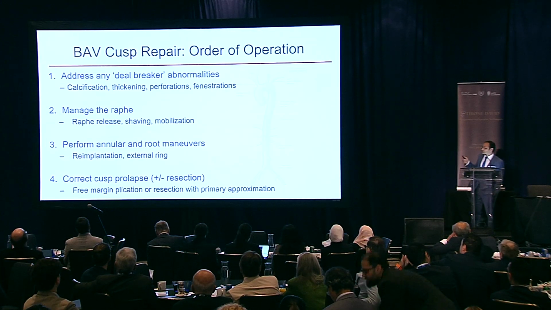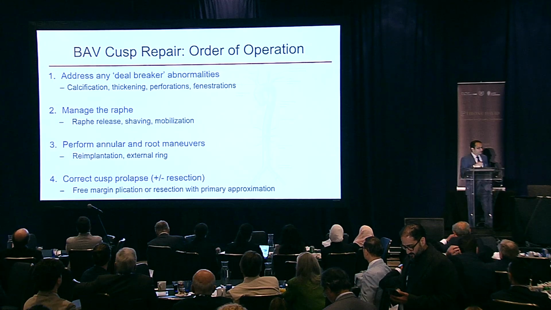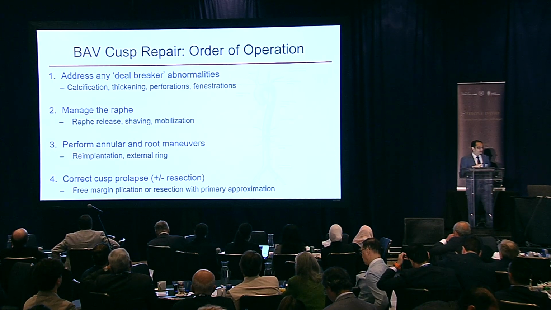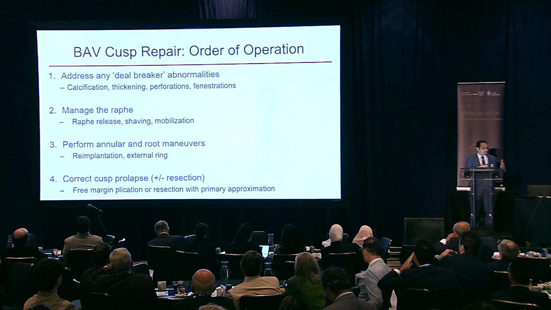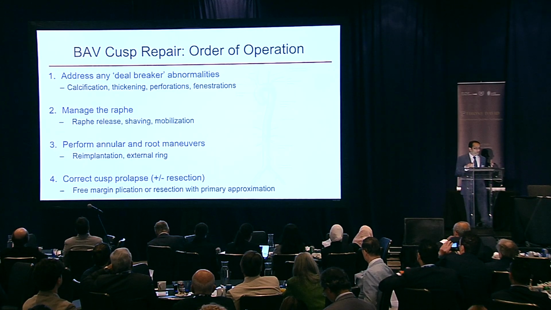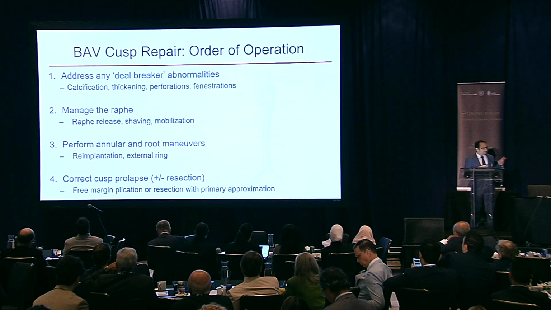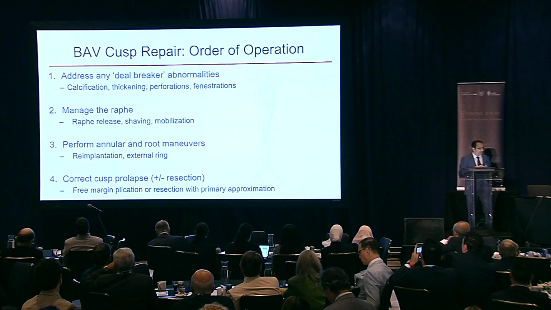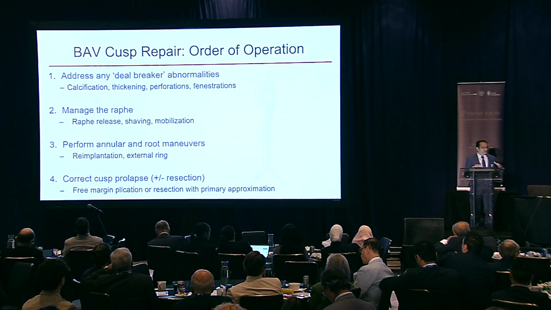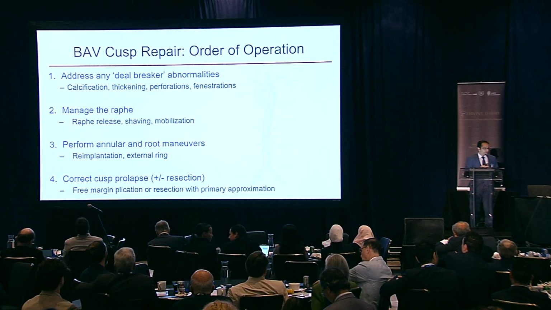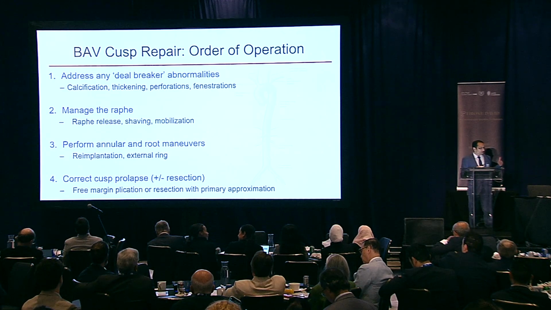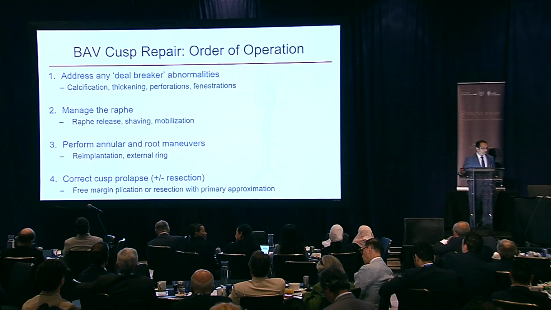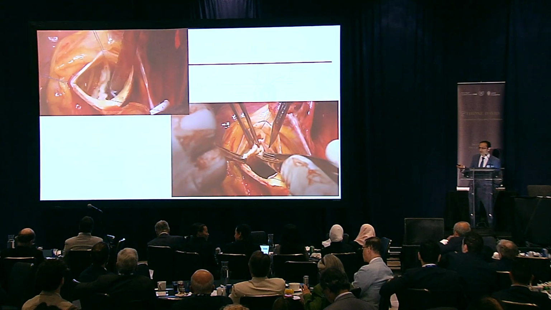So general approach to bicuspid aortic valve repair, I would say for me is, number one, address any deal breaker abnormalities, so any calcification, thickening, perforations, fenestrations, to determine whether you're going to be able to repair this valve. Number two, manage your raphe, releasing of the raphe, shaving or mobilization. Then you perform your annular and root maneuvers, which often ends up being a reimplantation procedure, and do your final cusp correction at the end once your annular geometry has been fixed.